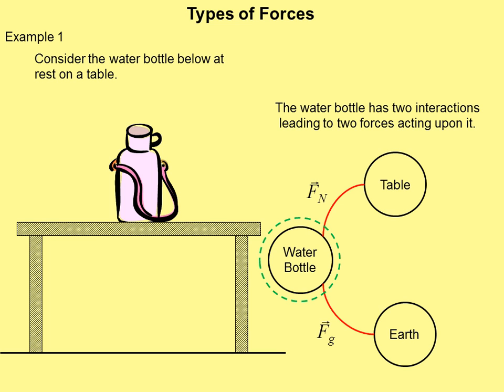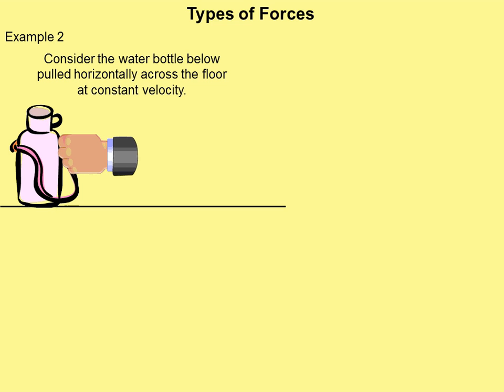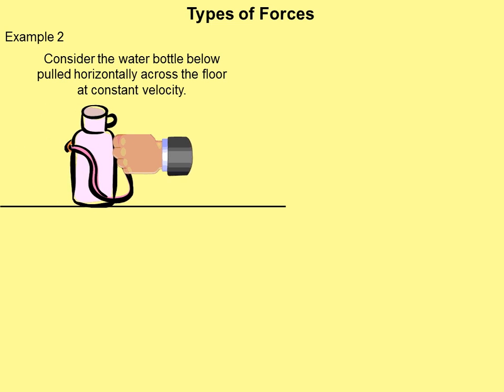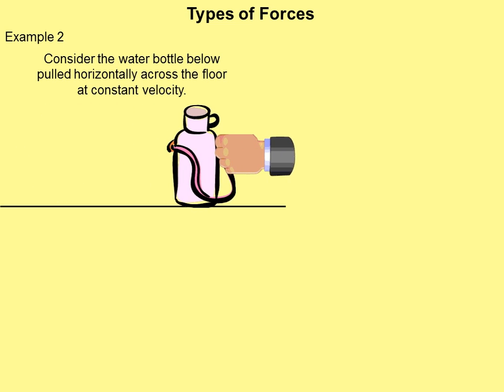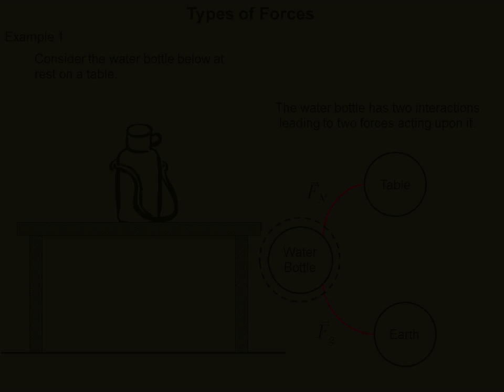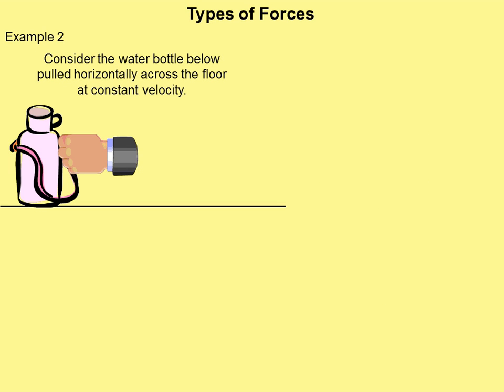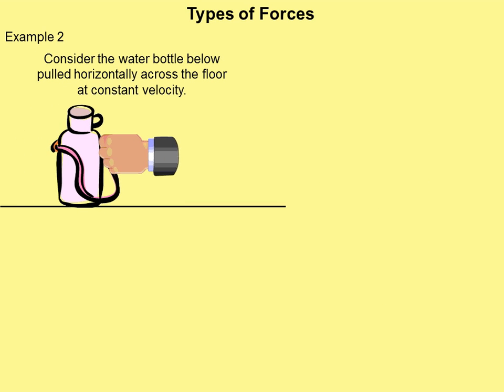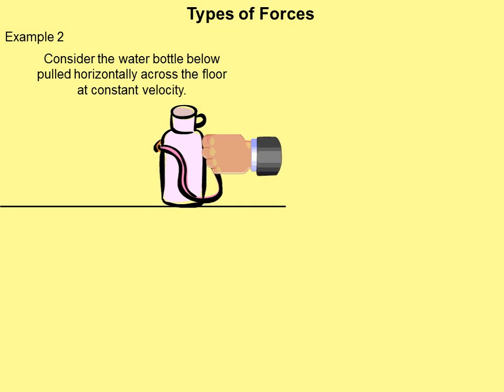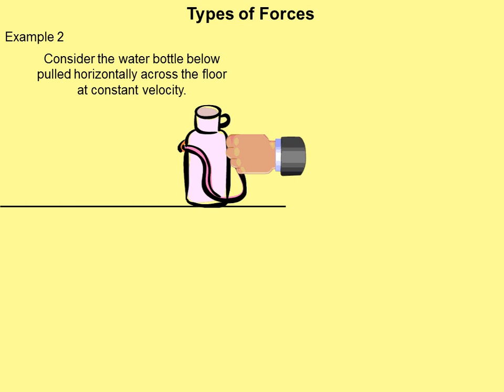So here's a second example. This time, there's my hand, and I'm going to pull the water bottle across the floor at constant velocity. So something like this. Watch and listen again. So pulling the water bottle across the floor at constant velocity. So let's draw our system schema.